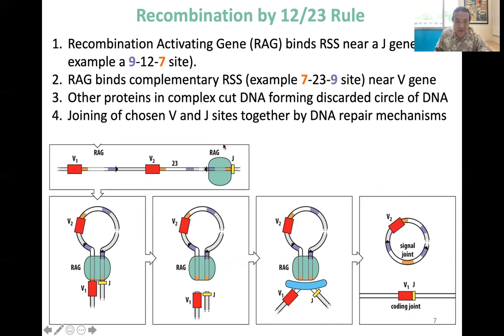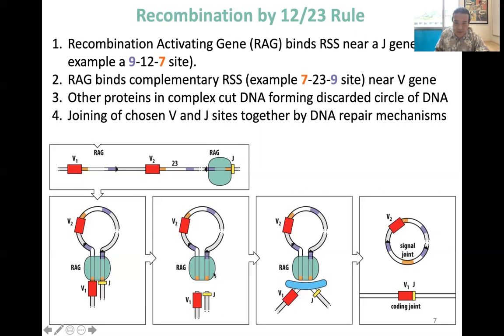Then it'll bring it all the way around to attach to one of these V blocks here. In this case, look what's happened. It's actually skipped over the V2 block and decided to attach to the V1 block on this side. Again, because the V1 block has an RSS sequence, in this case maybe this is a 723.9 or something like that. And you can see over here, the RAG complex then loops this around, right? Bringing the chosen V block next to the chosen J block.